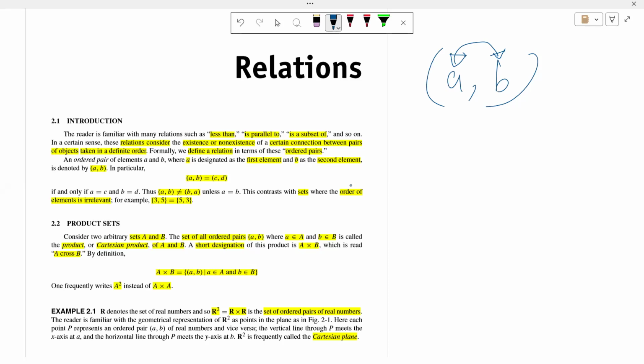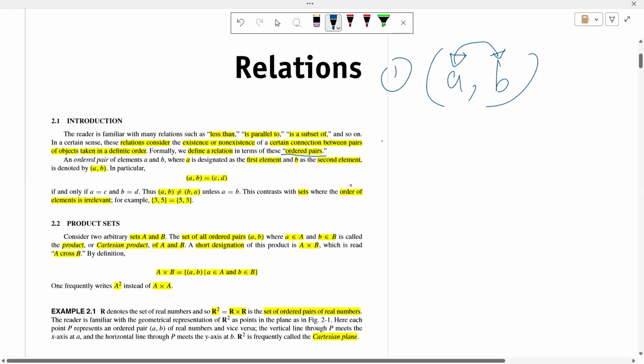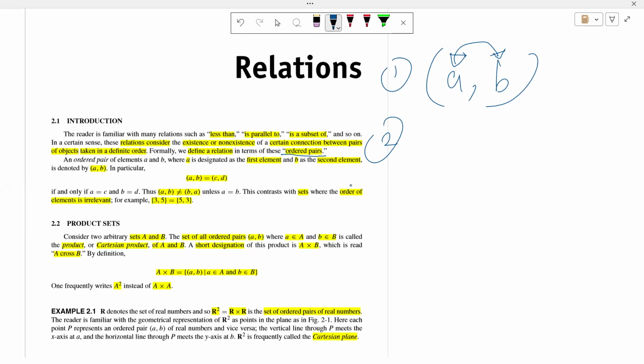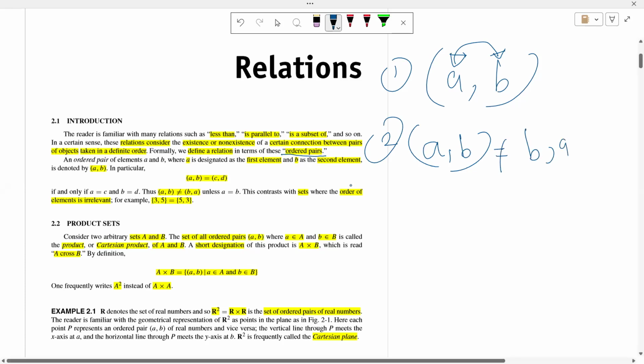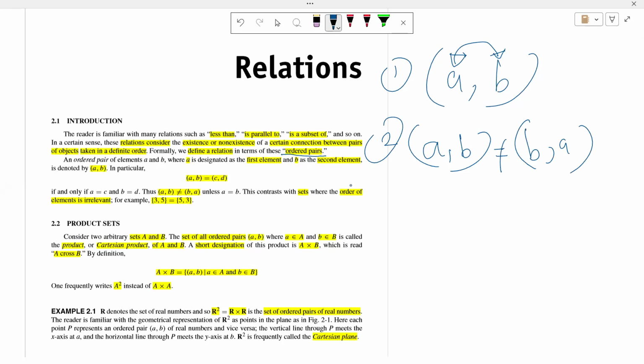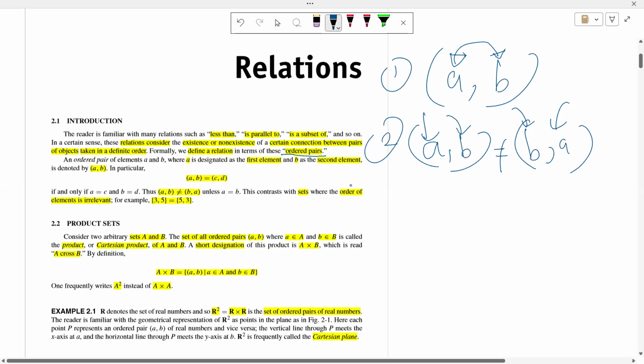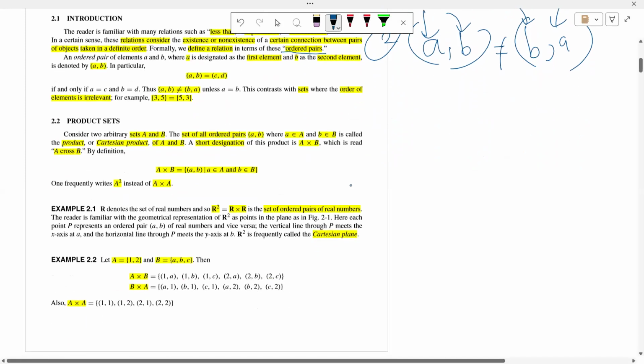The important thing you need to remember: relations are always ordered pairs. That is the first thing. Second, A, B is one relation between A and B. It is not equal to B, A. This is totally different. This is the first element, this is the second element. That way we will arrange the ordered pairs, but not the case in set theories.